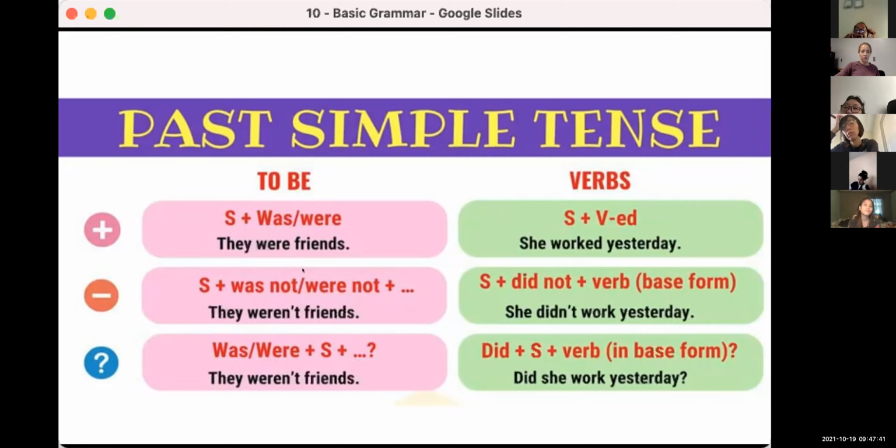Let's talk about our be verb for a minute, and then we'll talk about our regular simple past. We use was or were, and then we add not to make the negative sentence. They were friends. They weren't friends. To make the question, we use was or were at the beginning of the question, followed by the subject. To make the question, we'll say, were they friends?